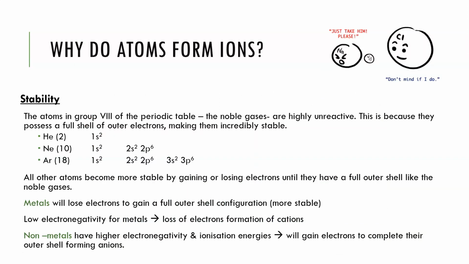When we talk about atoms forming ions, the reason they form ions is stability. Okay, this means that they're more stable with a full outer shell configuration. So atoms will tend to gain or lose electrons to reach this stable configuration. Metals will lose electrons because they have a low electronegativity. Non-metals, which have a higher electronegativity and higher ionization energies, will gain electrons to complete their octet.